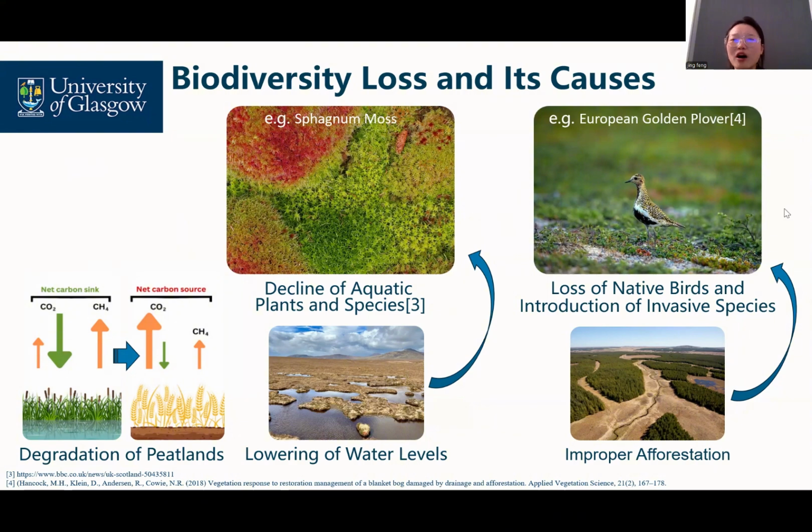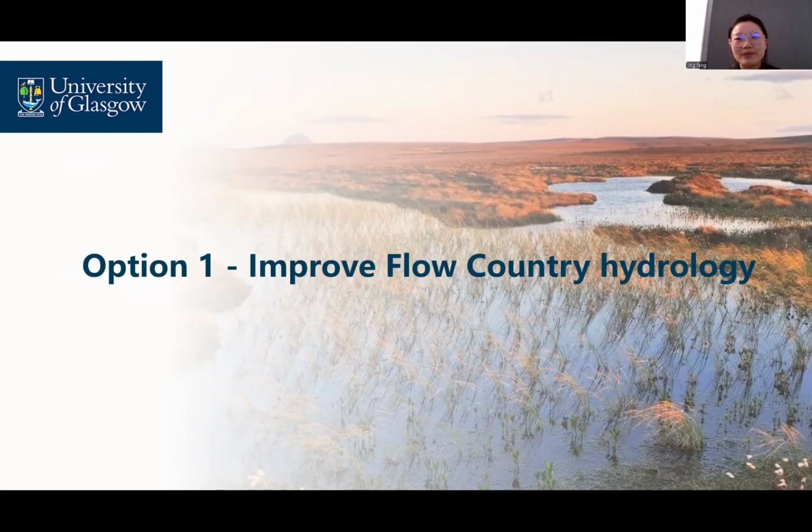Second, the decline of native bird species and the introduction of invasive foreign birds. This is primarily due to current afforestation activities, which have led to the loss of native bird habitats and species isolation. In this presentation, we will propose 4 engineering solutions from 2 different perspectives: strategy implementation and monitoring management to address these issues. Here comes our option 1, improving Flow Country's hydrology.